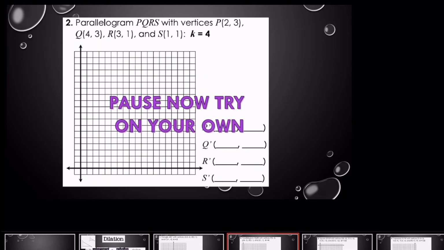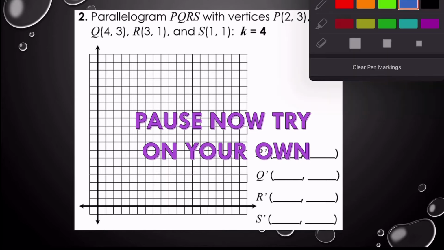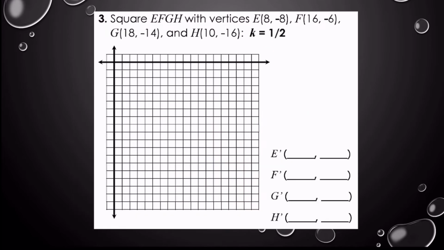Let's go here. Now pause this and try this one on your own. Notice your scale factor: k equals 4. So your brain should be telling you that this is in fact an enlargement. I'm going to take a look at your number 2 because I want to see what you're comprehending. But right now, let's take a look here.